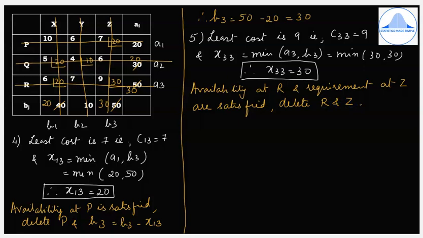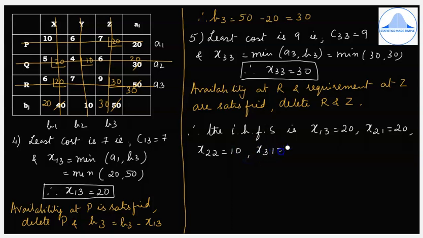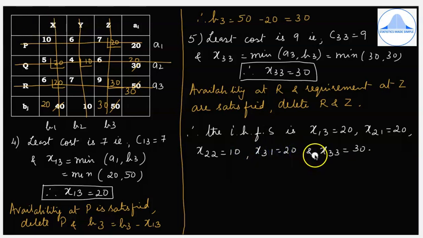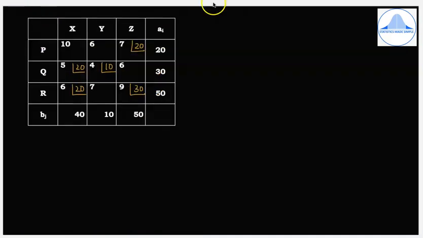Now we have to write down what is the initial basic feasible solution. So therefore, the initial basic feasible solution is, you have to list down all the allocations which you found out. So X13 is equal to 20, X21 is 20, X22 is 10, X31 is equal to 20, and X33 is equal to 30. Now in the next slide, I will find out what is the total transportation cost and check whether the solution is degenerate or not. I have written all the allocations in their respective cells.